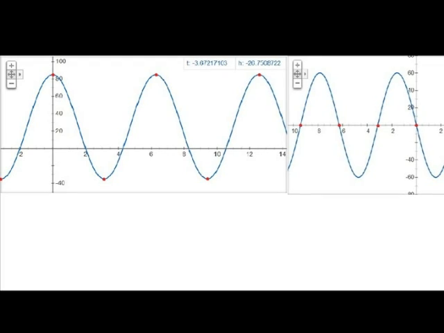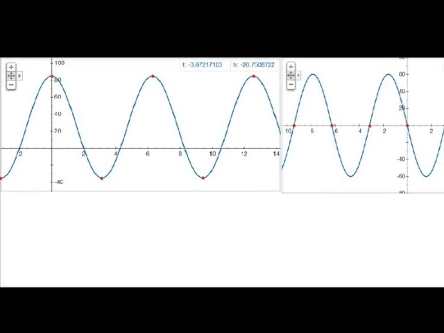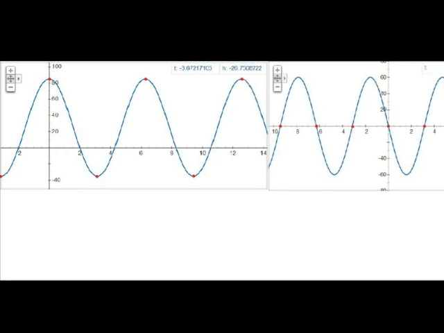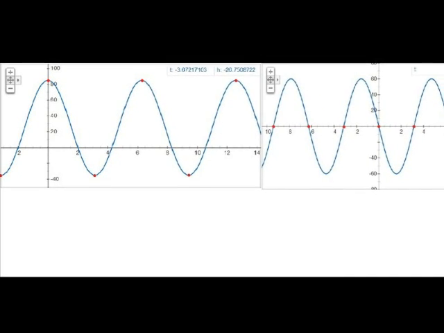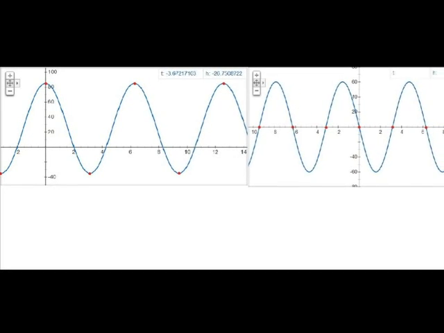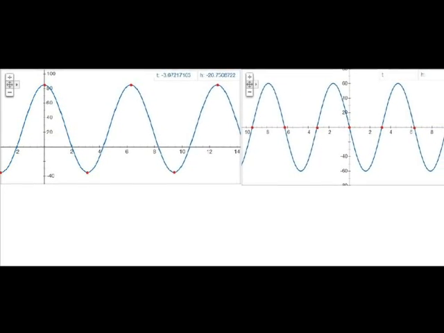This is due to the fact that the derivative function models the slope of the original function. At the maximum and minimum values of the original function, the slope is 0. Therefore, the graph of the derivative function at these times will have a value of 0. In other words, the point will be on the x-axis.